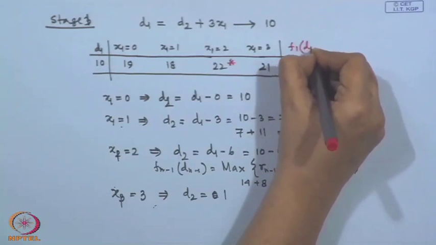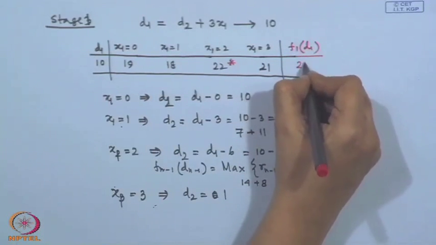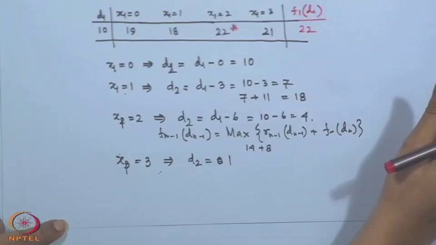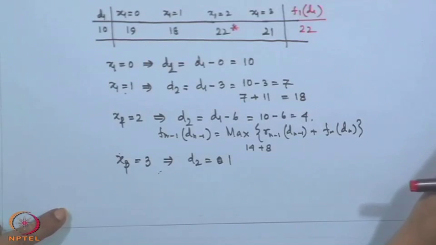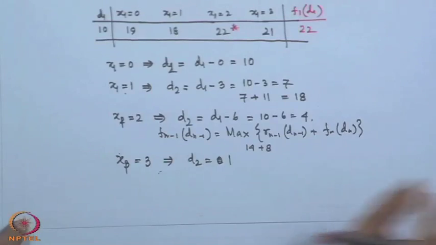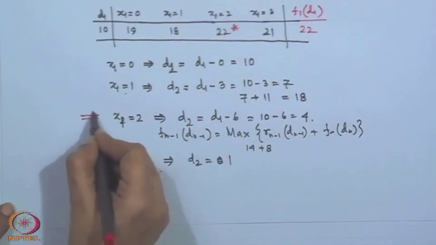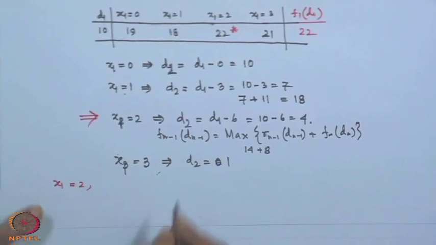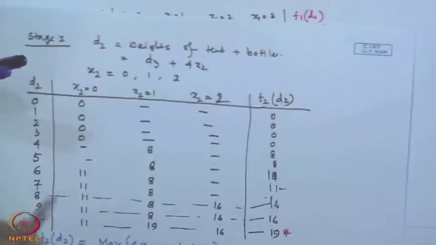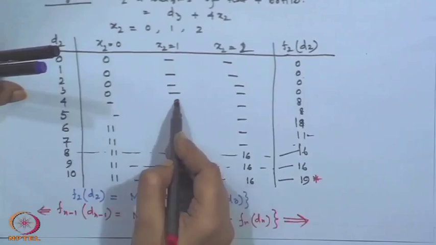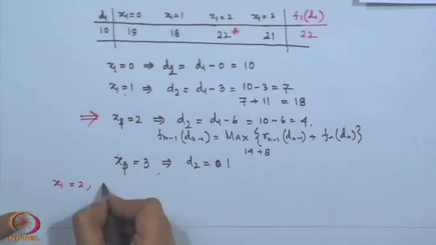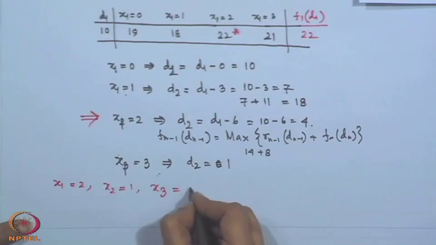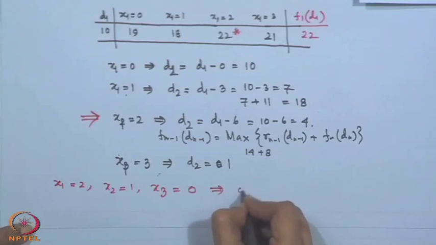And if I consider f1 d1, that would be equal to 22 here. Here we can conclude how many foot packs and how many items we will consider one by one. For this case, if I go back, what have we seen? We have seen that x1 equal to 2 and corresponding d2 equal to 4. Going back to the previous page, d2 equal to 4 means we have considered x2 equal to 1, and we have considered x3 equal to 0. That is the optimal decision.